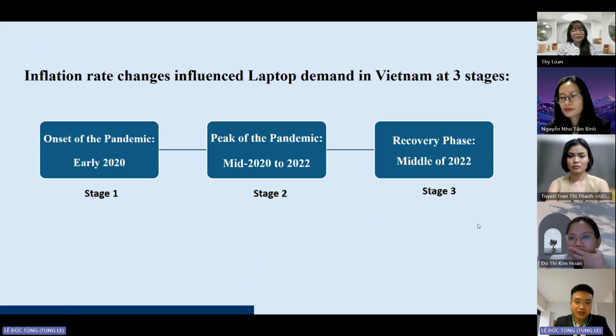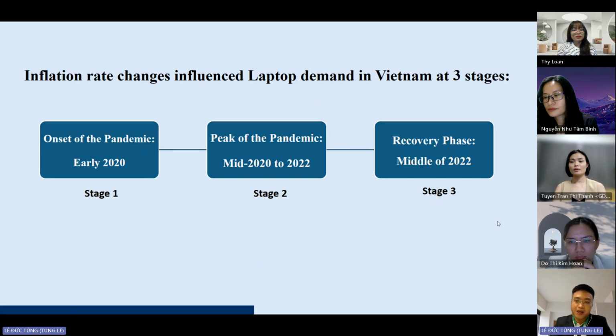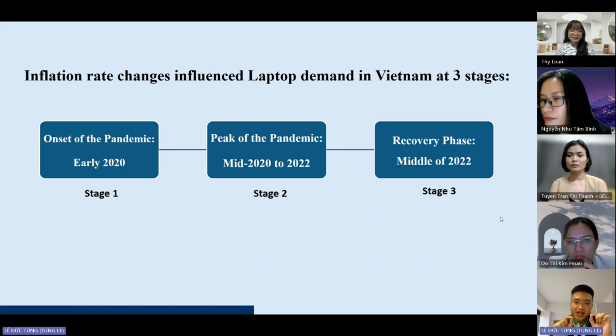And the third stage is the recovery phase. In the recovery phase, inflation pressures began to stabilize, but did not completely subside. Global supply chains slowly improved, and production ramped up to meet demand. However, lingering effects of inflation, such as elevated shipping costs and shortages of certain components, continue to keep laptop prices higher than pre-pandemic levels. Consumers in Vietnam remain cautious as overall inflation in the economy affected purchasing power, but laptop demand remains a priority due to its role in education and businesses.